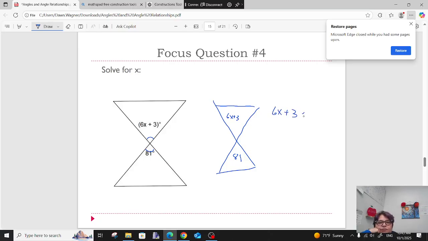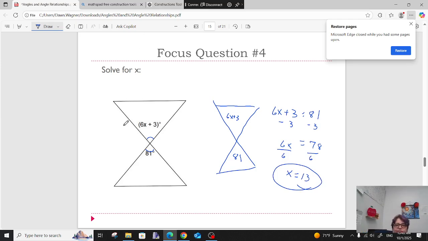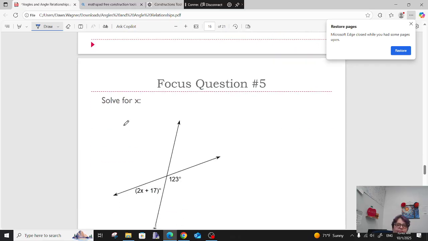So if I'm going to solve for x, it's just a two-step equation. You subtract 3, which is 78, and then divide by 6. X is equal to 13. Okay.